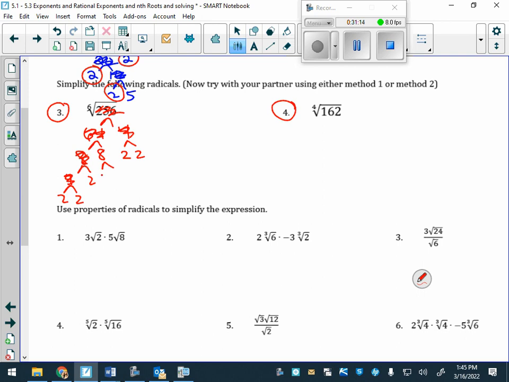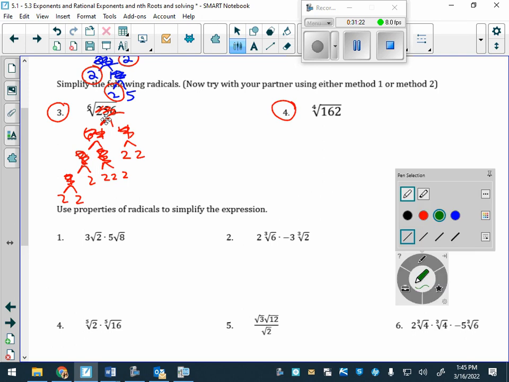Okay, so there's a lot of 2's here. So how many are we looking for of a kind? 6, right? So I have 1, 2, 3, 4, 5, 6. So I have 6 2's, so 2 comes out. How many are not circled? 2, so 4. This is it.